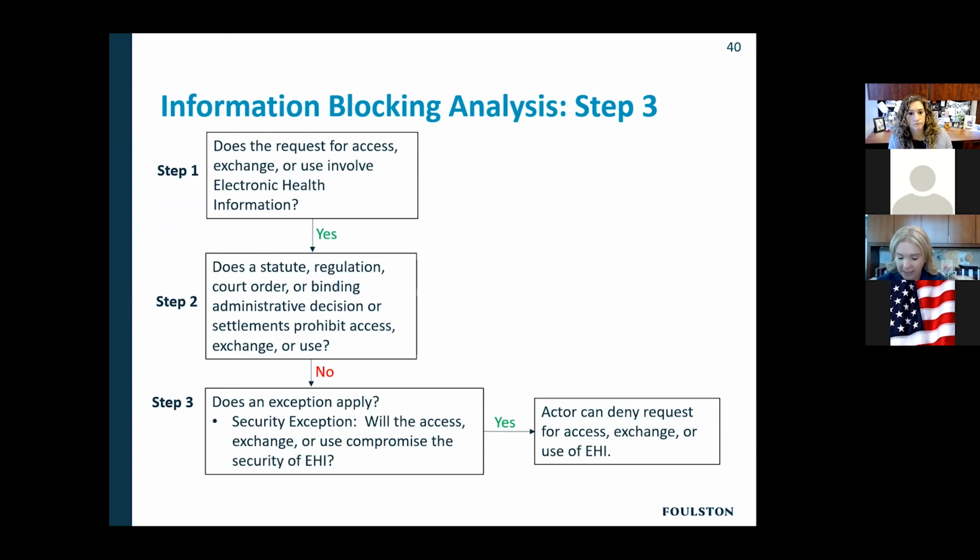All right, so then the next exception we want to talk about would be the security exception. And again, we've got the flow chart. This is still in step 3. The question is, will the access, exchange, or use compromise the security of electronic health information? If the answer is yes, then we can deny the request for access, exchange, or use, subject to maybe one of the manner and format exceptions that we'll talk about later.